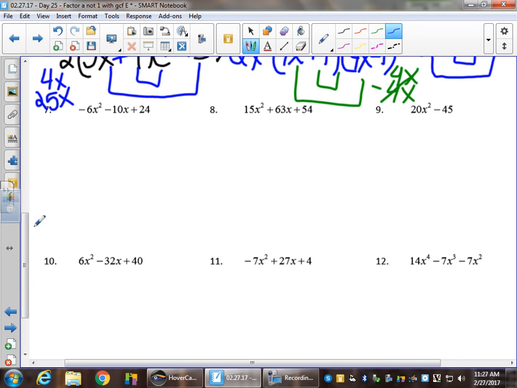Try number 7 on your own. Now do 7 on your own. Sit up. How come I have one folders? Not today. Figure out the GCF. I can't focus. Okay, well, just pay attention only to what's going on here. Figure out the GCF.